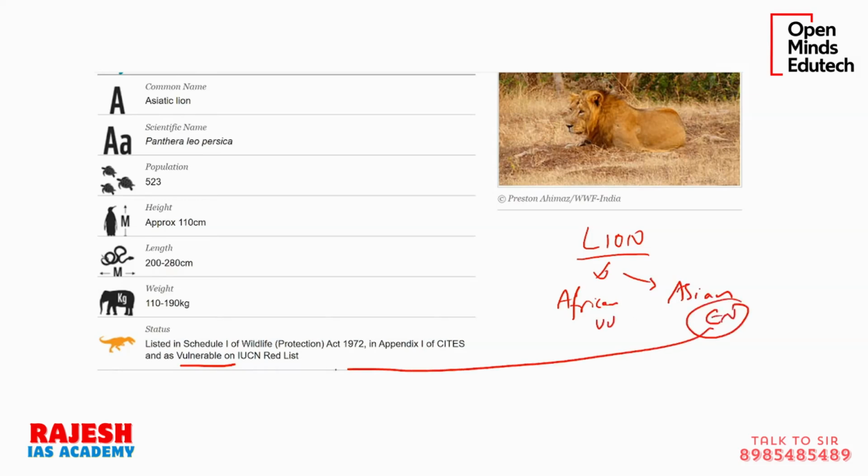It seems it was updated. I'm not sure because some sources still show endangered. The IUCN website still shows endangered, but that is an old source. But WWF, World Wildlife Fund, shows it is vulnerable, and this PT365 also says it is vulnerable. So that is the clarification I want to give: vulnerable for Asiatic lion also. In general, lion is vulnerable, African lion is vulnerable, Asian lion is also vulnerable.